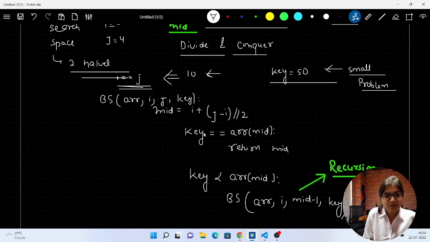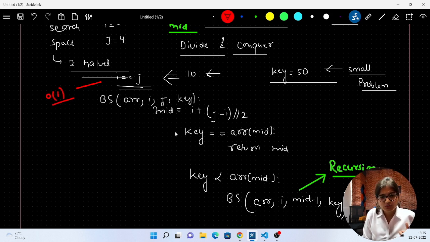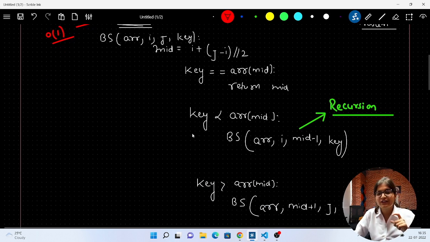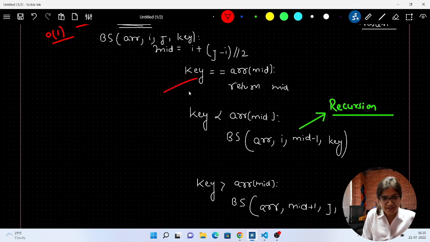If we are dealing with a very small problem where i is equal to j, it just takes a constant amount of time, which is order of 1. When I am talking about a big problem, in that case also we are moving towards three different conditions. If this condition is satisfied, it is again just an if-else condition.